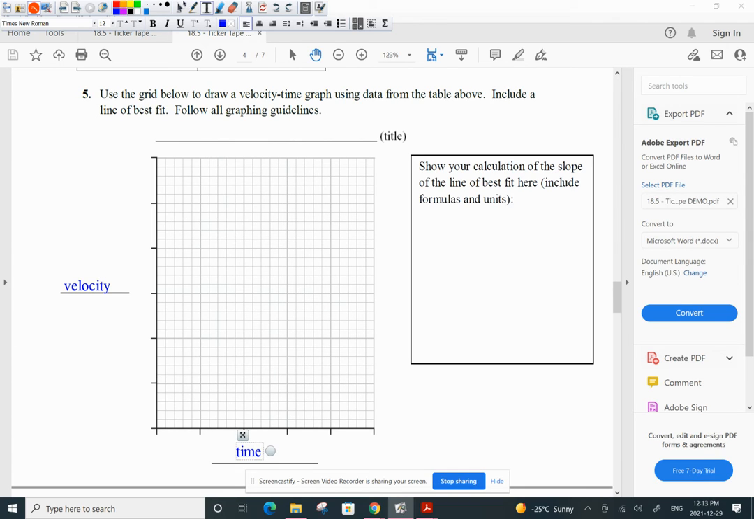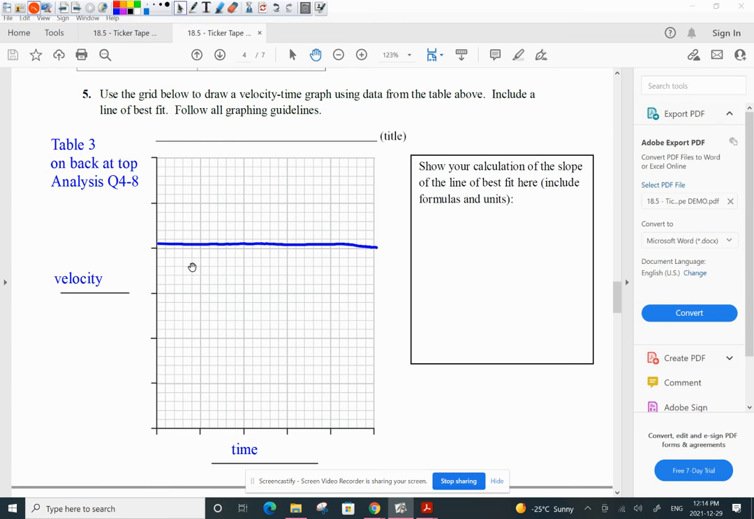And you will get a graph that is going to be a horizontal straight line. Okay, anytime we're doing uniform motion, it should be a horizontal straight line for your velocity time graph. Okay, so you're going to use this information. So this is table 3. It is on the back at the top of your handout, and you use this to do analysis questions 4 through 8. Okay, so in your graph, you should get a horizontal straight line.